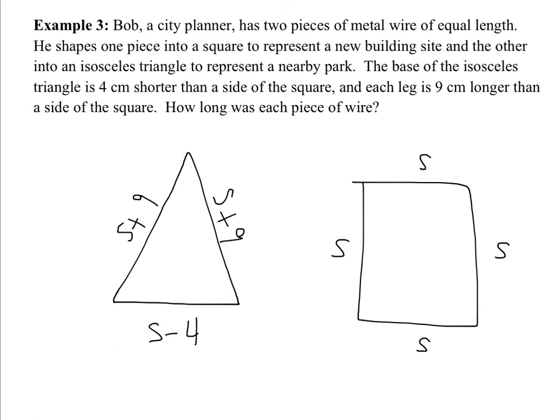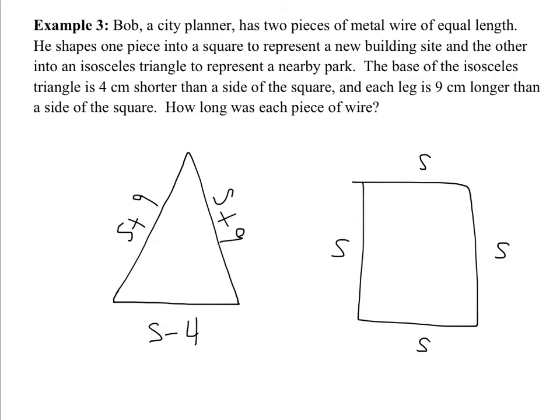What would the perimeter of the triangle be if you simplify it? How many S's do you have? 3. Good. 9 plus 9 is? 18. 18 minus 4? So 3S plus 14 equals 4S.